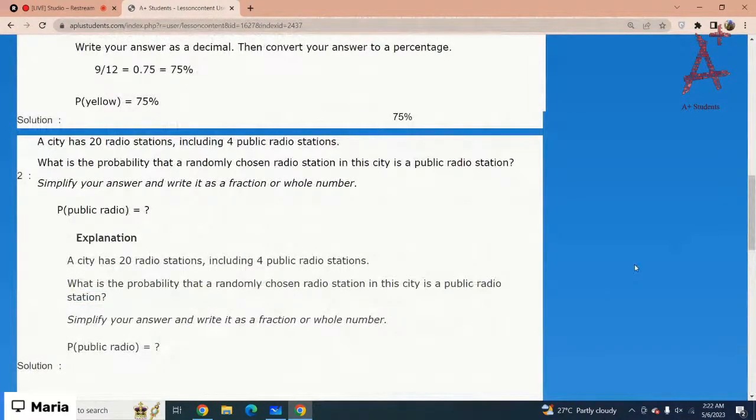A city has 20 stations, including 4 public radio stations. You have to calculate the probability of public radio. Which is the correct option? The total are 20 and the public radio stations are 4. So what is the probability of a public radio station?